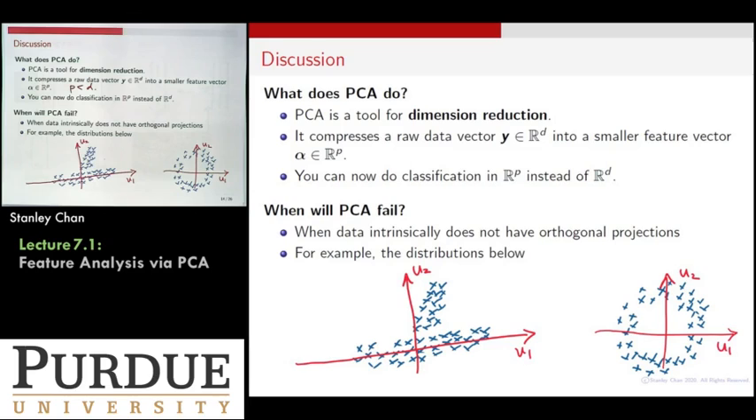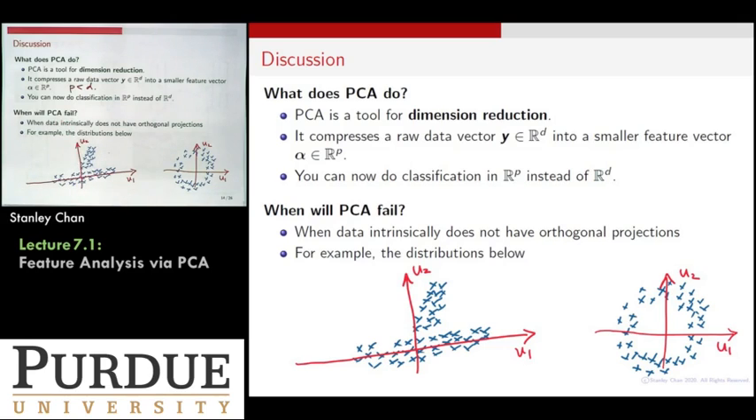Now, when will PCA fail? PCA is not perfect. Although people have been using PCA on many, many different occasions, PCA is not perfect. It fails when intrinsically the data points do not allow you to have this orthogonal projection. For example, like this. You find the maximum variance direction. It will be here. That will be your U1. The U2 should be there. However, because you're stuck with this orthogonal projection, the best you can pick is this U2 orthogonal to U1, right? So there's nothing that you can do with the PCA in situations like that.